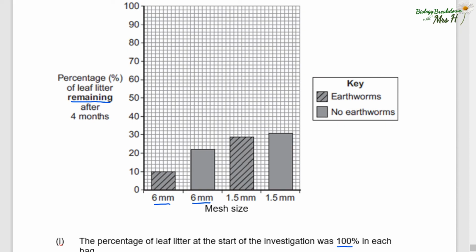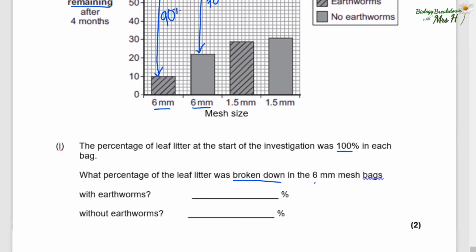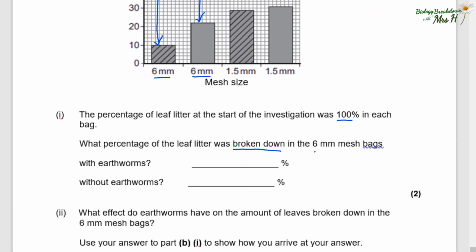But the question is asking what percentage of the leaf litter was broken down. So you have to put 90% because that is the difference. Without earthworms, you're left with 22%. So that means that 78% has been broken down. So a common mistake here would be to just simply read 10 and 22 and put that as your answer. But it's just paying attention to detail and reading the question and checking your axes.